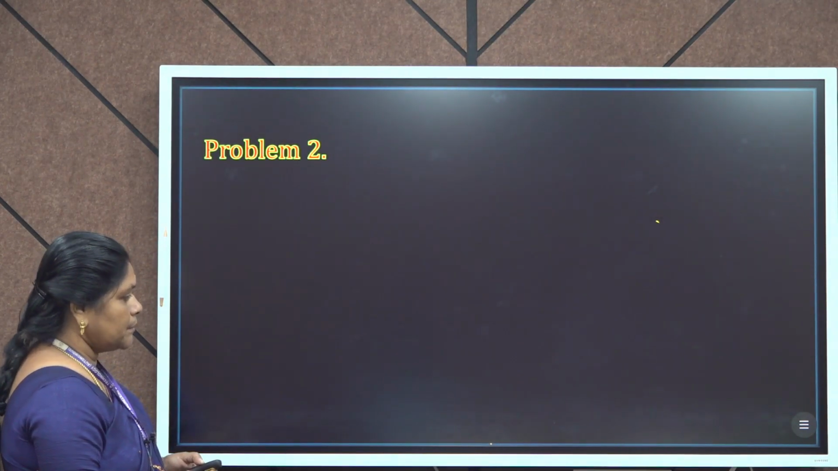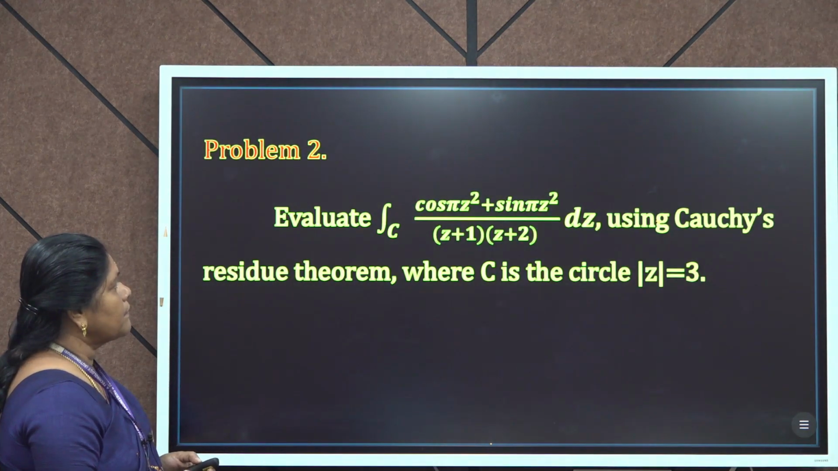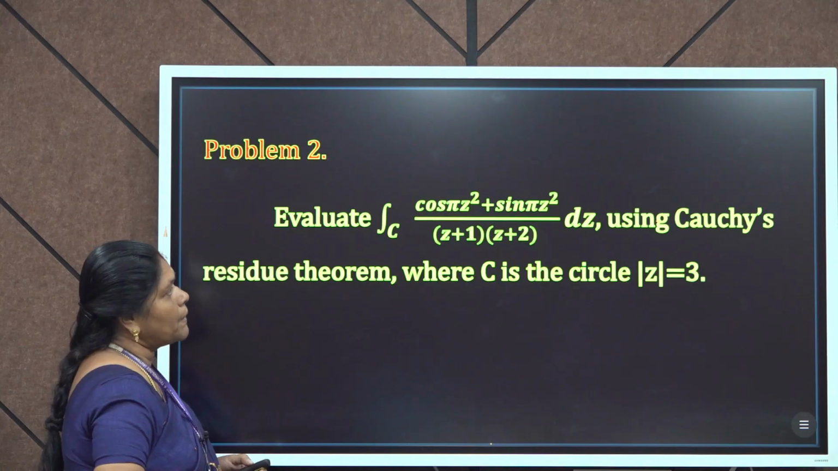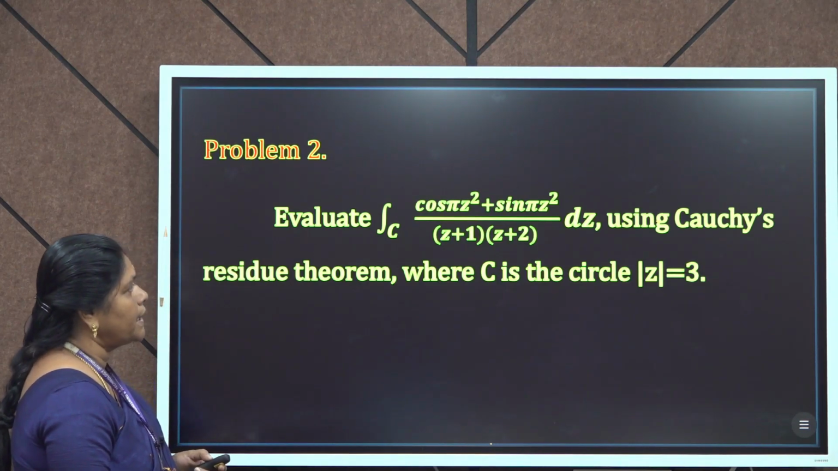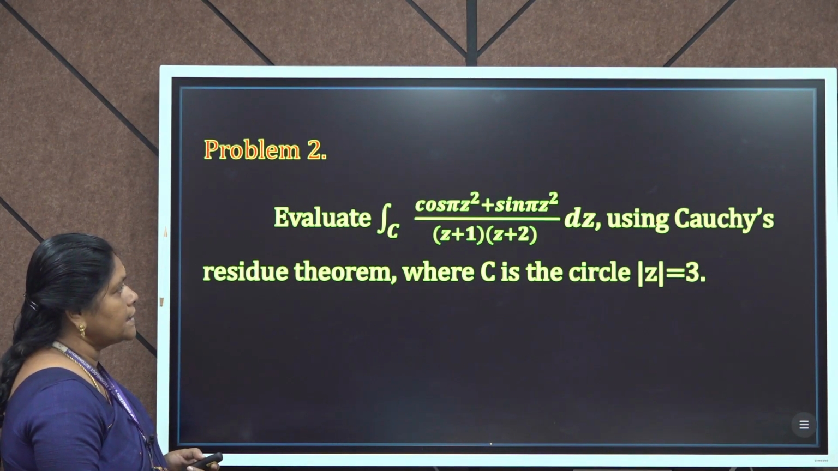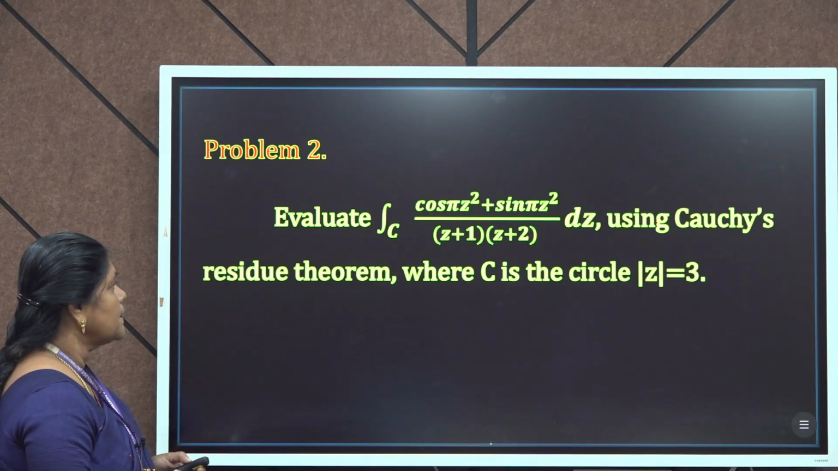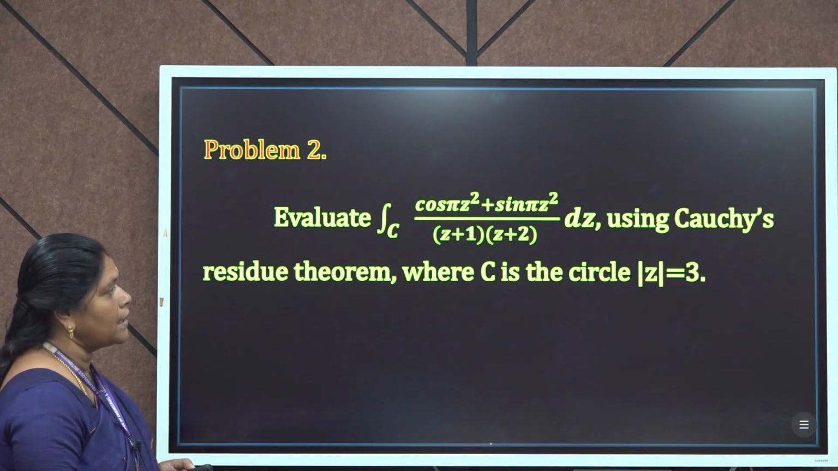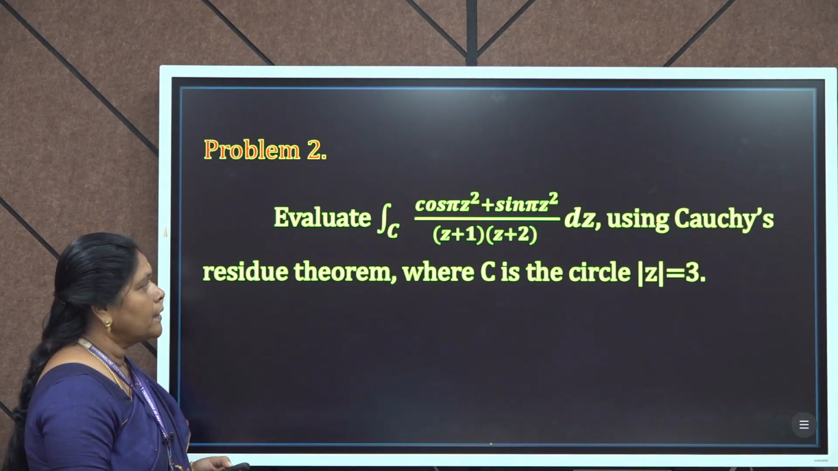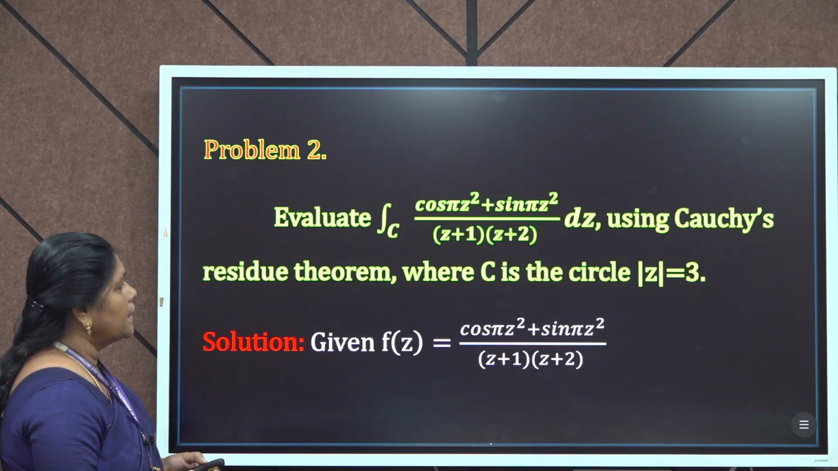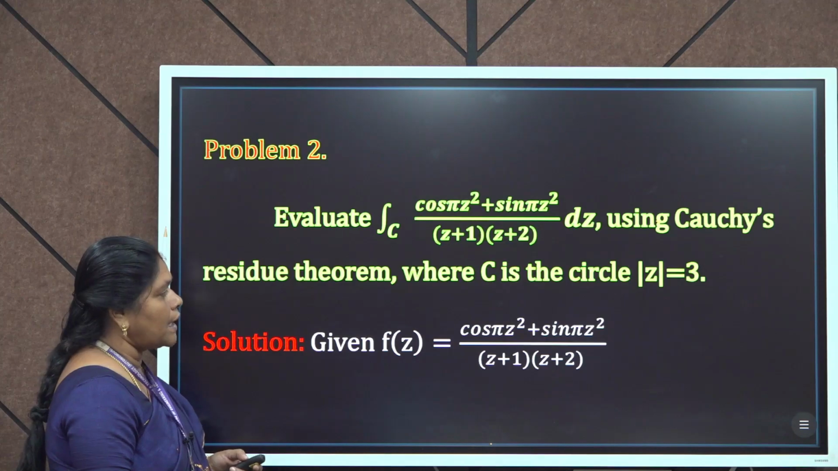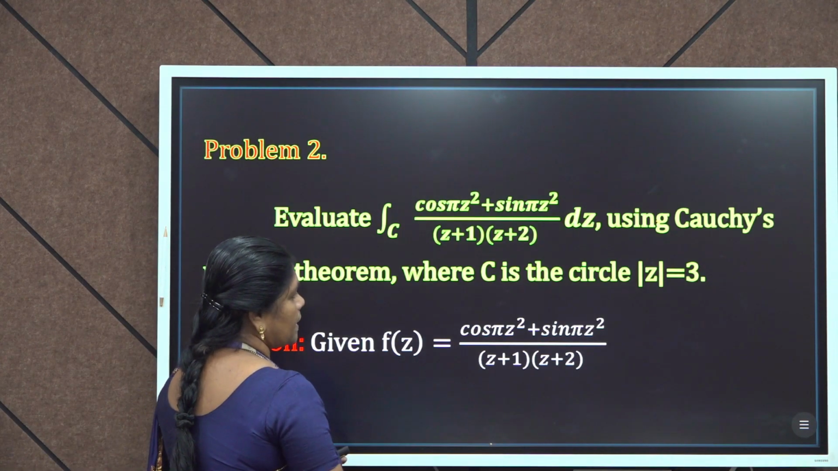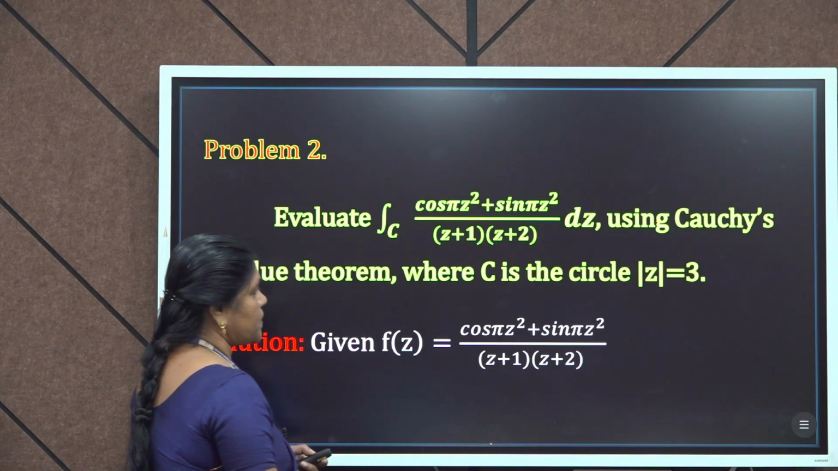Now, let us see another problem. Evaluate the integral over C of (cos πz² + sin πz²) divided by (z+1)(z+2) dz using Cauchy's residue theorem, where C is the circle |z| = 3. Now, here f(z) is equal to (cos πz² + sin πz²) divided by (z+1)(z+2).